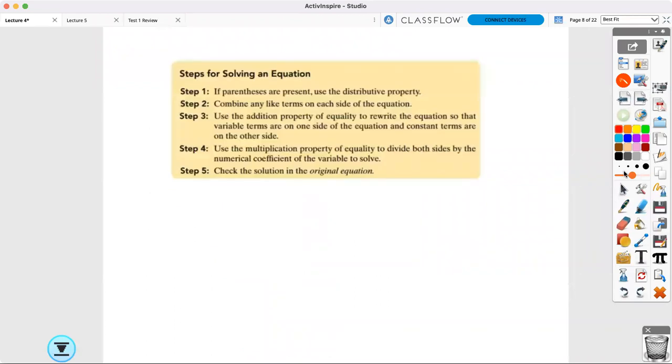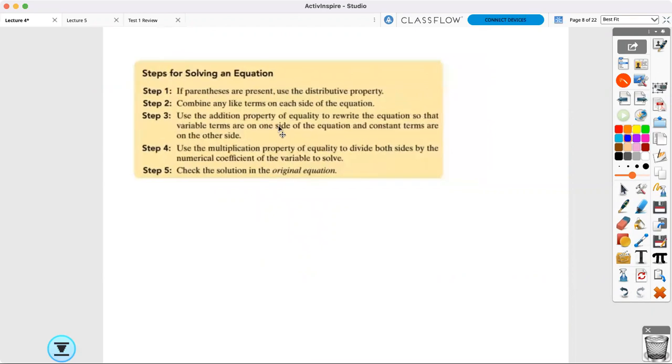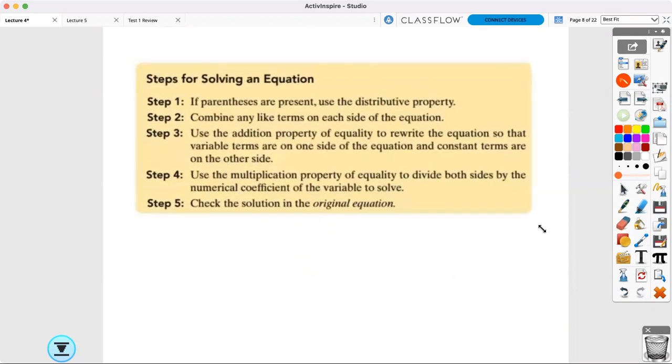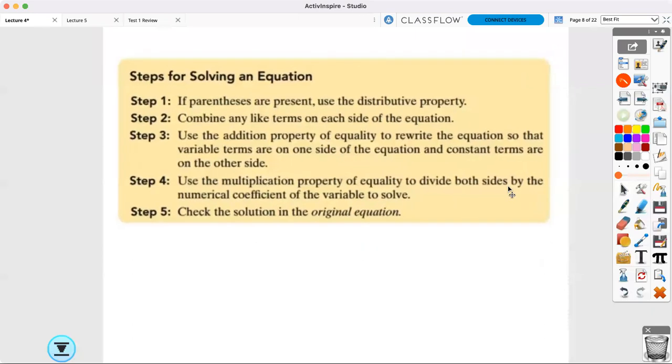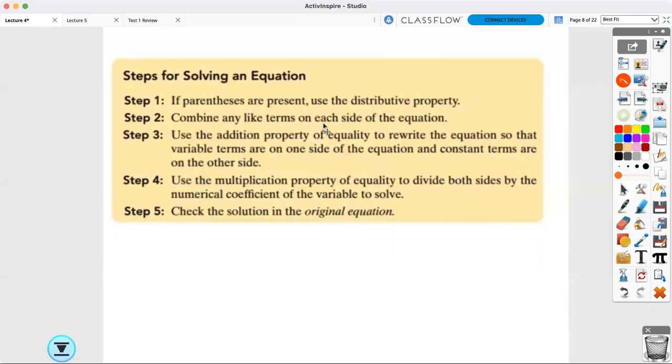Now here are some steps for solving equations, guys. I'm going to give you about 4 minutes to copy these down. This is kind of like an ingredients list on what to do when solving an equation, right? So I'm going to go ahead and give you guys 4 minutes on this slide, and then we'll move on.